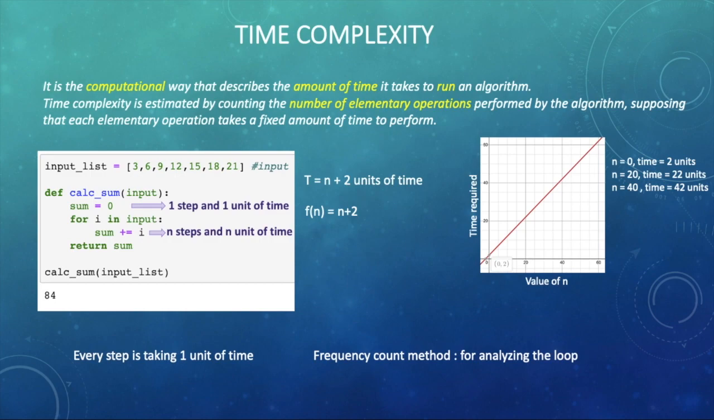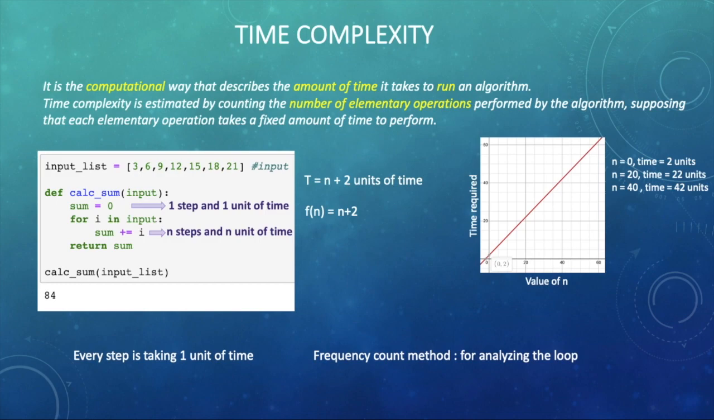Let's say n is equal to 0, which means that we have an empty list. Then also we have to perform the initialization step and the return step, which in turn means that the function would take 2 units of time. And if n is equal to 20, the number of steps would be around 22, one each for initialization and the return statement and 20 steps for the for loop.